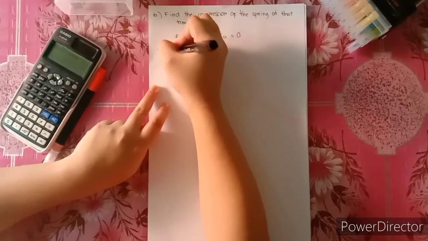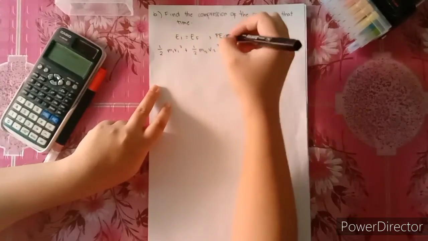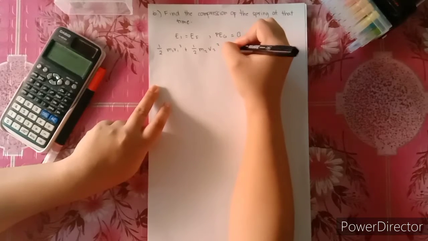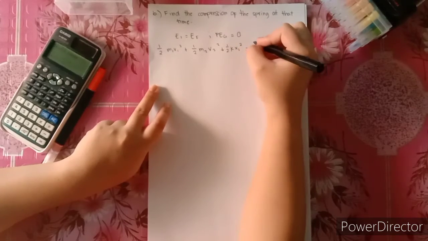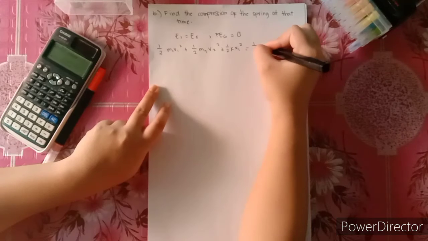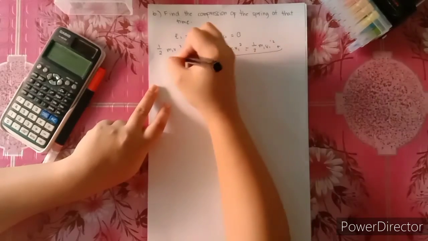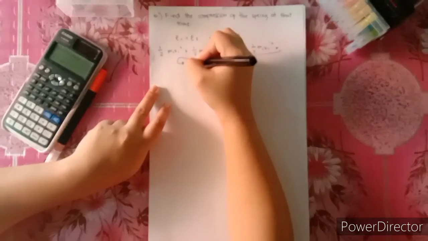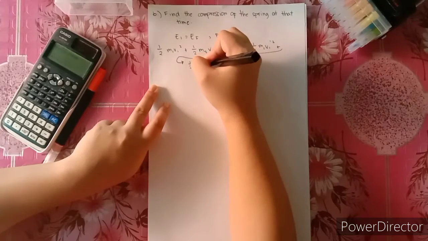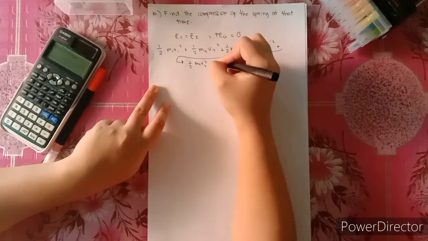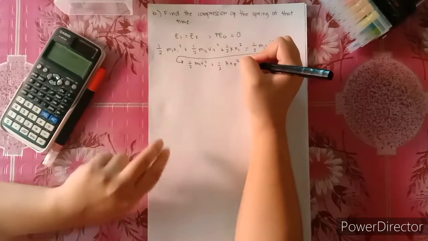1/2 m1 v1 squared plus 1/2 m2 v2 squared plus 1/2 k x initial squared is equal to 1/2 m1 v1 prime squared plus 1/2 m2 v2 prime squared plus 1/2 k x final squared.